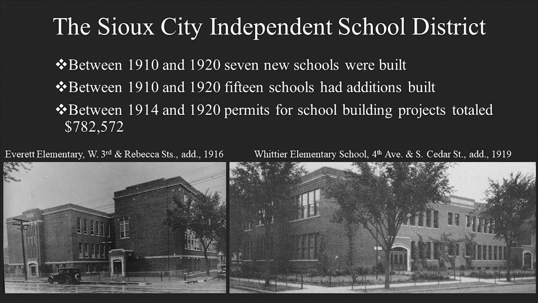Now on the bottom of the screen you can see Everett Elementary School on Rebecca Street. The addition in 1916 is on the right-hand side of that image. Now on the right-hand side of the screen, Whittier Elementary School in Morningside, the addition on that, built in 1919, is on the left side of that image.